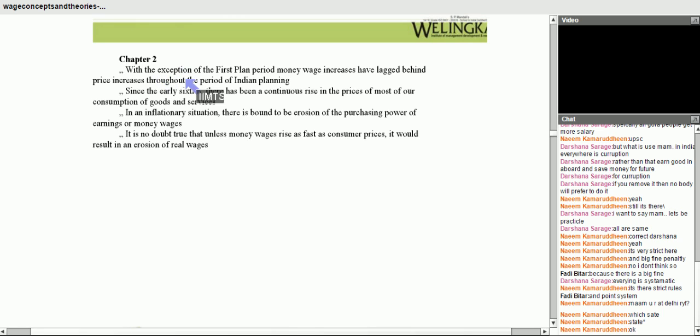Now the next is, with the exception of the first plan period, money wage increases have lagged behind price increases throughout the period of Indian planning. India is always governed by the Planning Commission, a statutory body made after independence. This body frames plans for 5 years, and those 5-year plans are implemented in those 5 years.